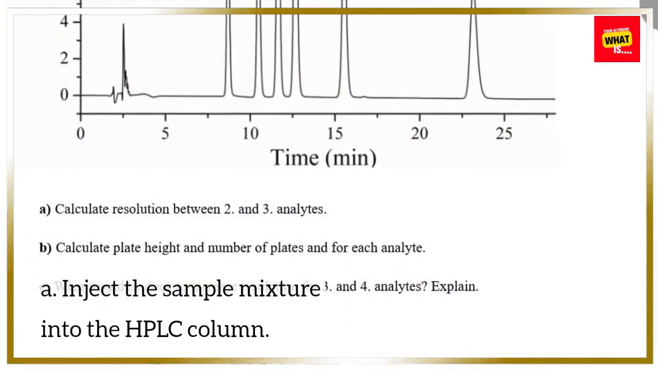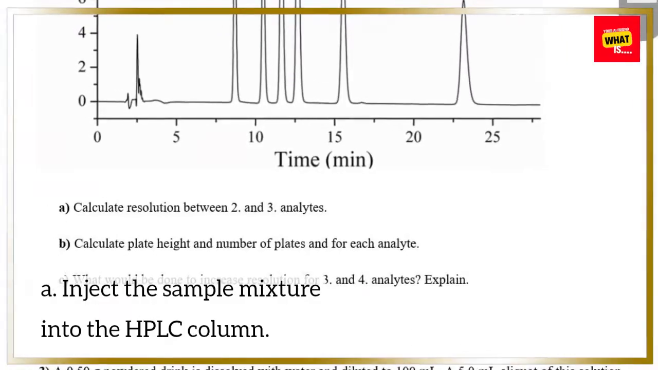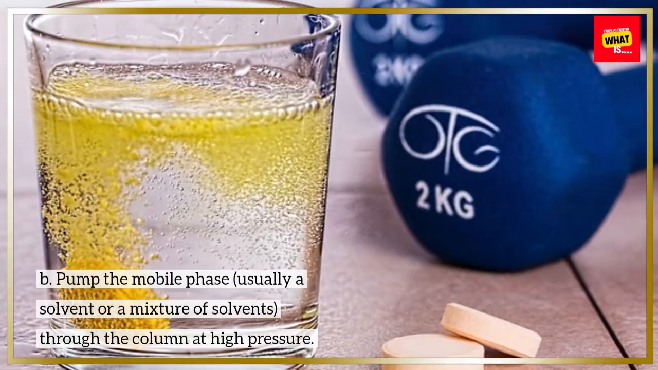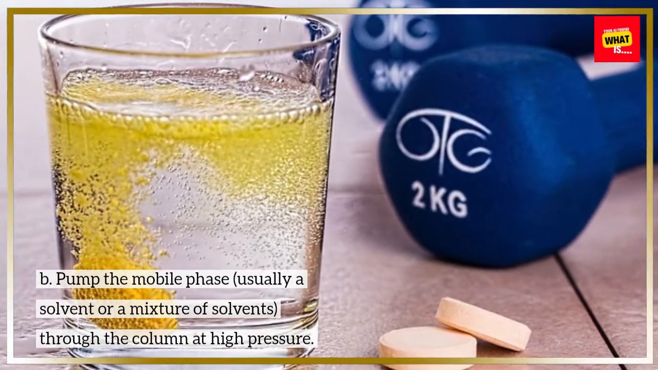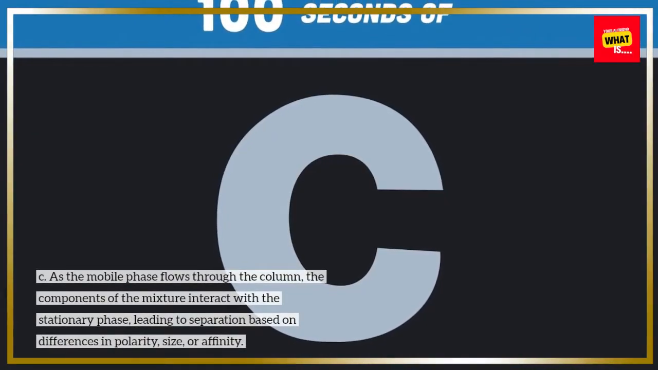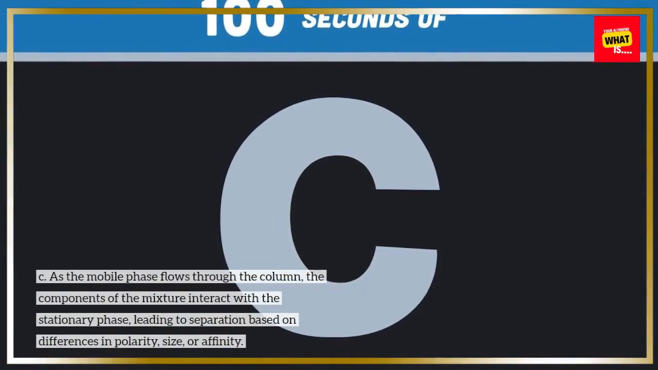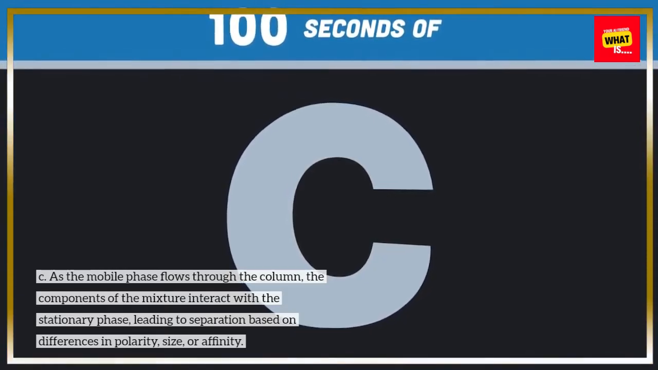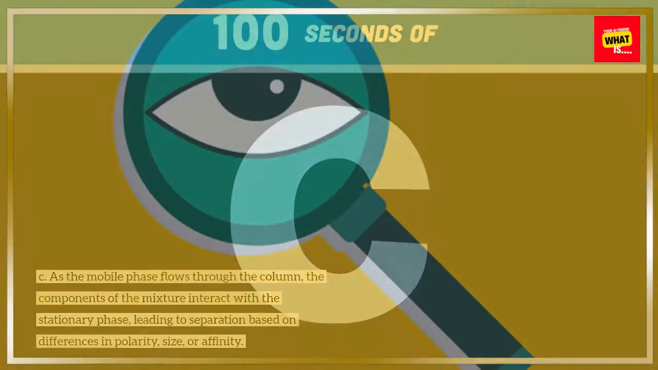A. Inject the sample mixture into the HPLC column. B. Pump the mobile phase, usually a solvent or a mixture of solvents, through the column at high pressure. C. As the mobile phase flows through the column, the components of the mixture interact with the stationary phase, leading to separation based on differences in polarity, size, or affinity.